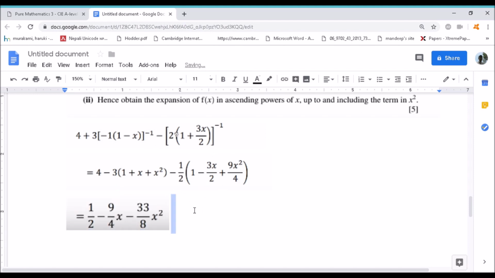So after this, you write the answer. 4 minus 1 over 2 will be 4 minus 3 minus 1 over 2, which is 1 over 2, minus 3x plus 3x divided by 4 will be minus 9 over 4x, and minus 3x square minus 9x square divided by 8 will be minus 33 divided by 8x square. It's a simple mathematical solving. You just have to solve and you'll get it, but make sure you do not make a mistake, because you must pay attention while you do this.